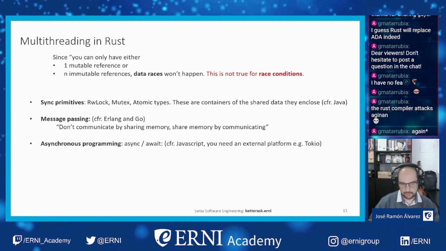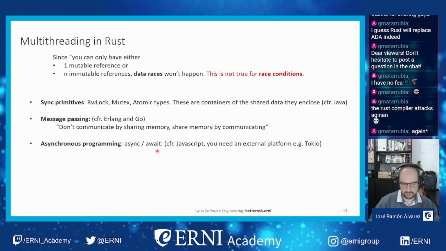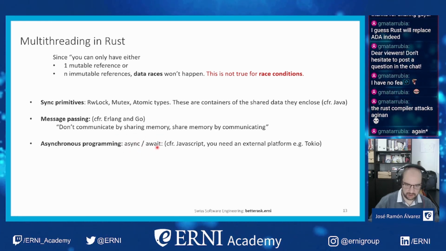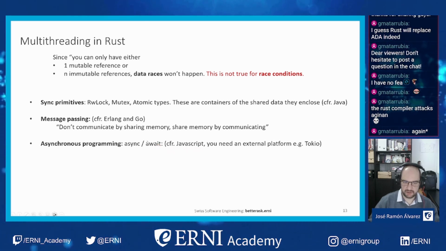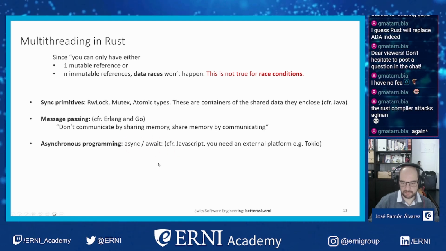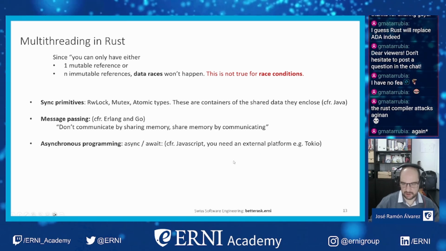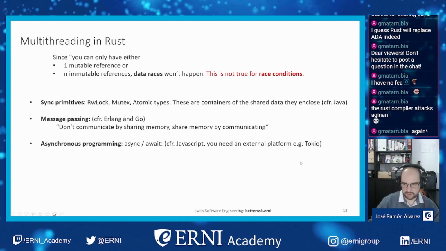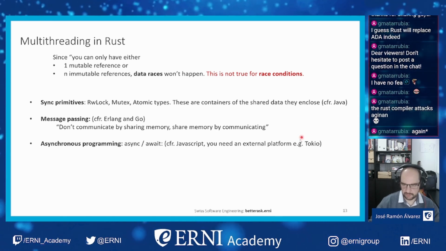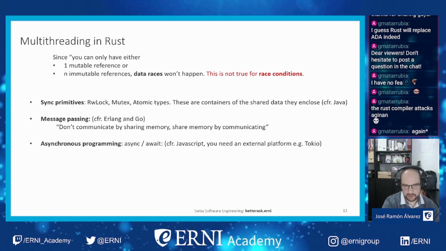And there's also available asynchronous programming. You can use async and await keywords, like if you were programming in JavaScript, but this is not provided by default. The keywords are provided by default by the Rust language, but you must take an external platform to do the scheduling of the tasks, and you have a lot of flavors. You have Actix, you have Tokio, and so on, but those are external to the standard library.